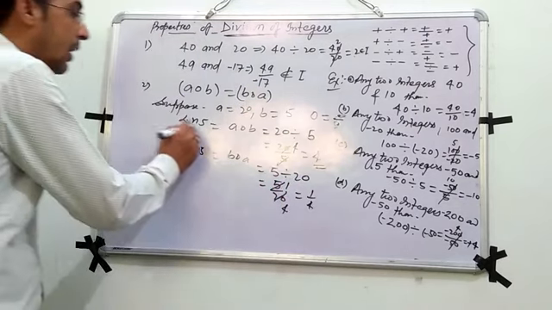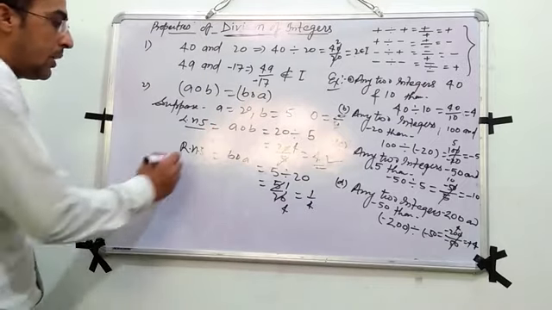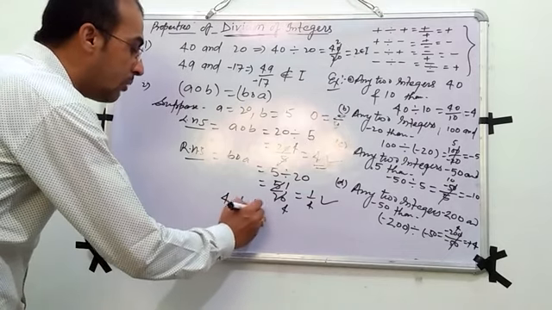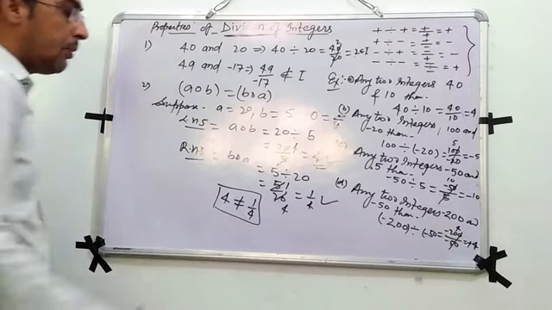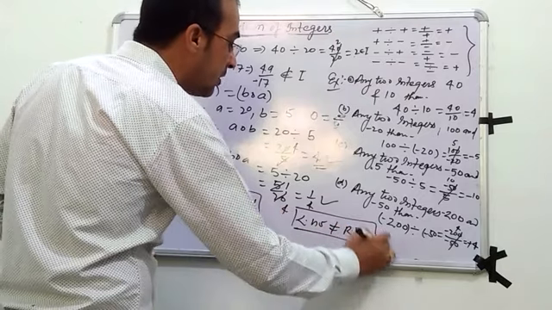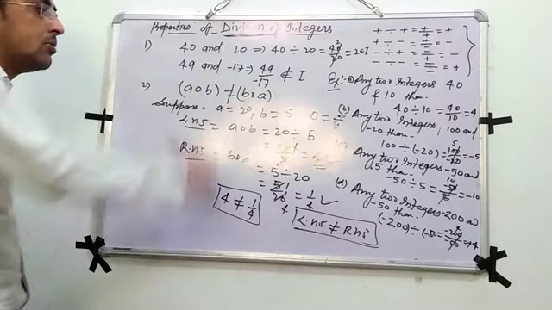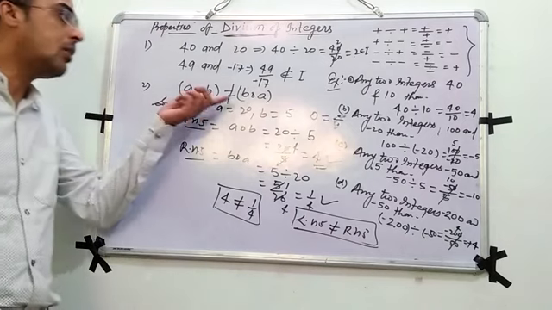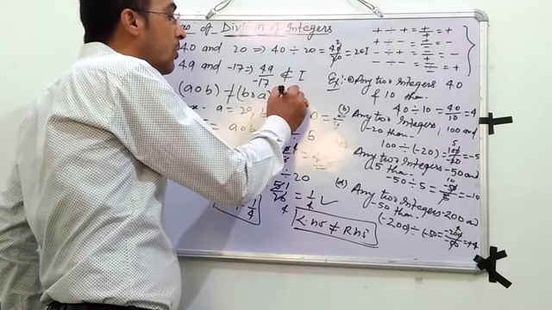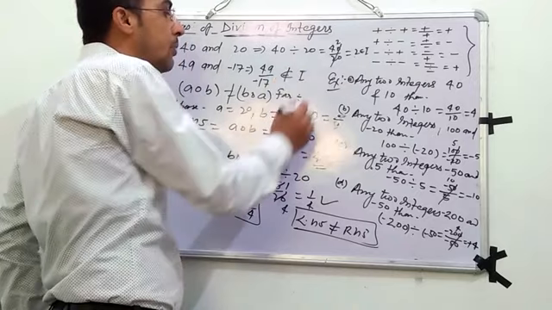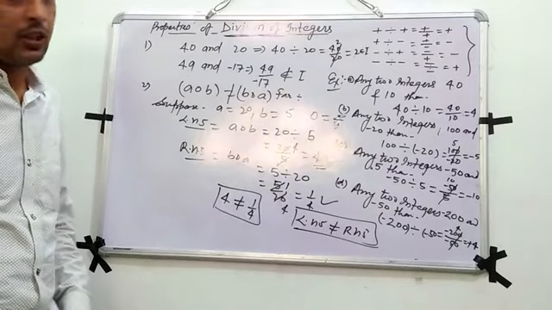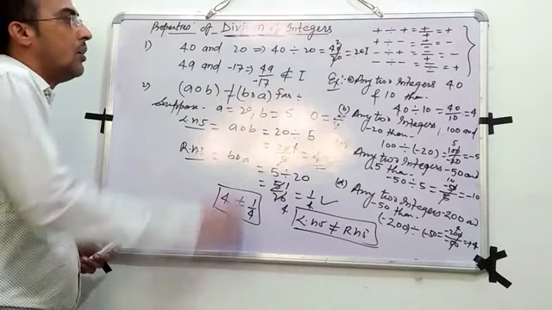Then what are you seeing? LHS equal to 4, but RHS equal to 1 by 4. Both are not equal. It means 4 is not equal to 1 by 4. Never. Then what can you say? LHS is not equal to RHS. It means the commutative law is not true for division of integers. Is it clear? So this is the closure property.